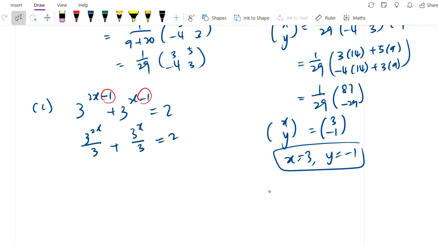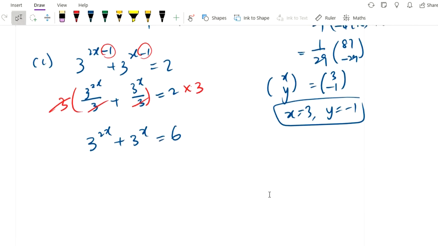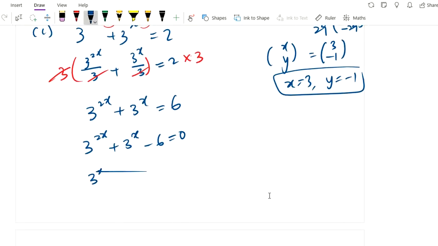And what can we do here? We can multiply both sides by 3, so that this 3 can cancel, and we have 2 times 3 to the x plus 3 to the x equals 6. Okay, and we'll move this to the other side: 2 times 3 to the x, plus 3 to the x, minus 6 equals 0. Then what should we do next? Just look at it carefully. Perhaps I write it like this: 2 times (3 to the x) squared plus 3 to the x minus 6 equals 0.